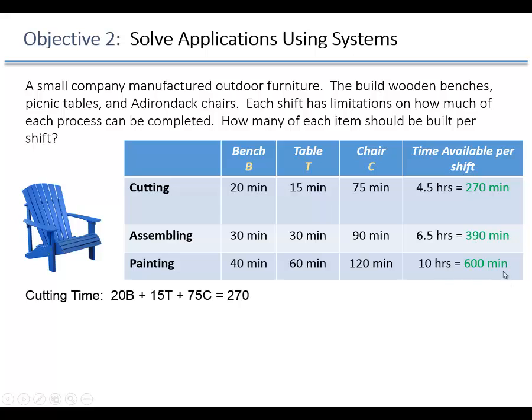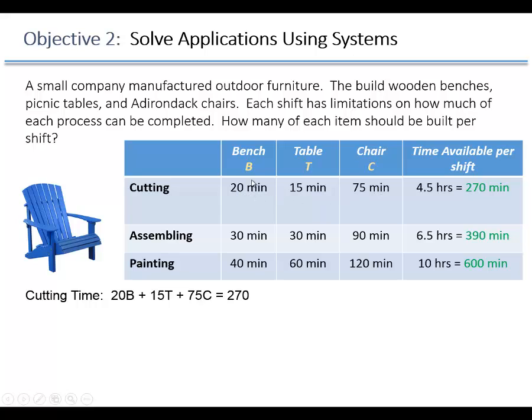The other thing we really need to do here is name our variables. So let B be the number of benches, T be the number of tables, and C be the number of chairs. Nothing fancy there. Now, as you can guess, our cutting time is going to be divided up amongst the 3 different pieces of furniture.